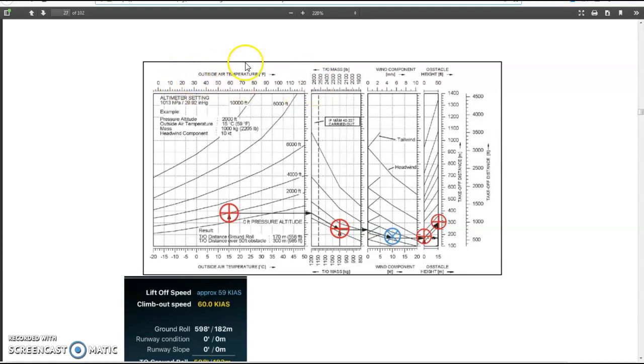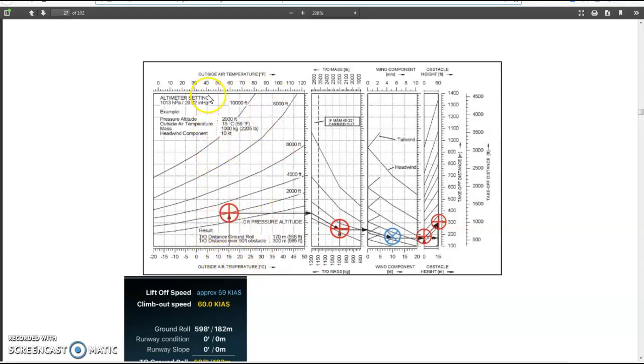The first section is the outside air temperature section. The top is the Fahrenheit, the bottom is the Celsius. Once you have the temperature, the next are the pressure altitude curves: 10,000 feet, 8,000 feet, 6, 4, 2, and 1. So that's the first part of it.